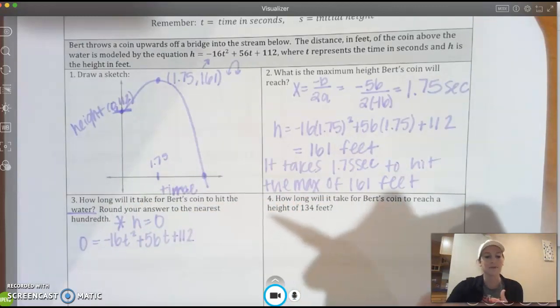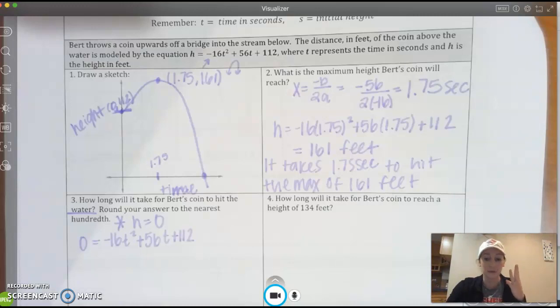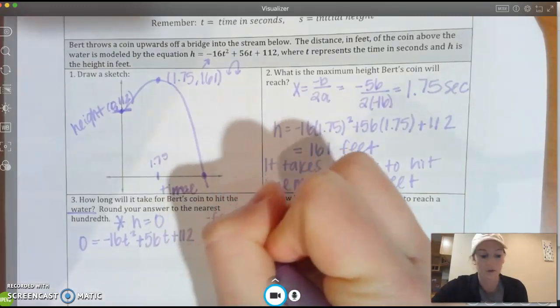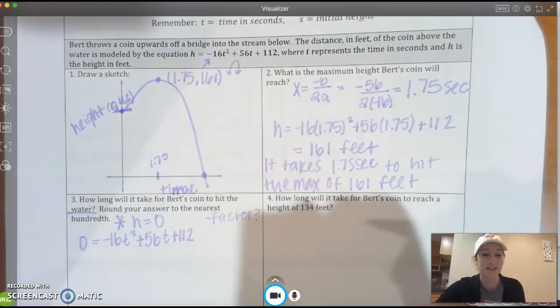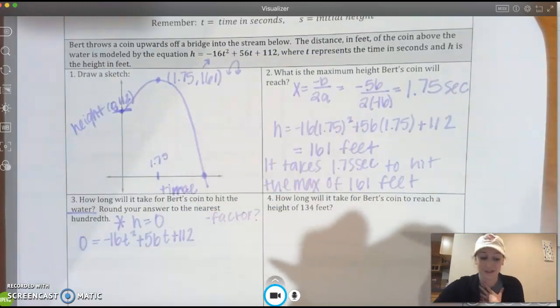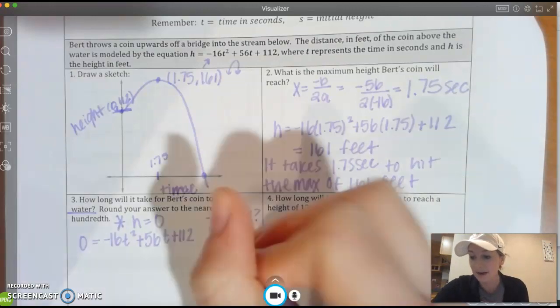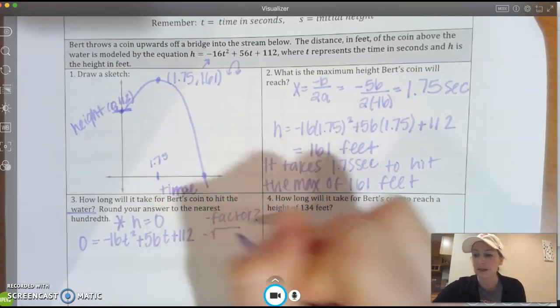So now what do we do from here? These are the three things that we're going to ask ourselves. Can we factor? Which is a possibility. This looks kind of crazy. These numbers are a little large, so I personally want to try to factor. The next thing I'm going to ask myself is, can I use the square root method?